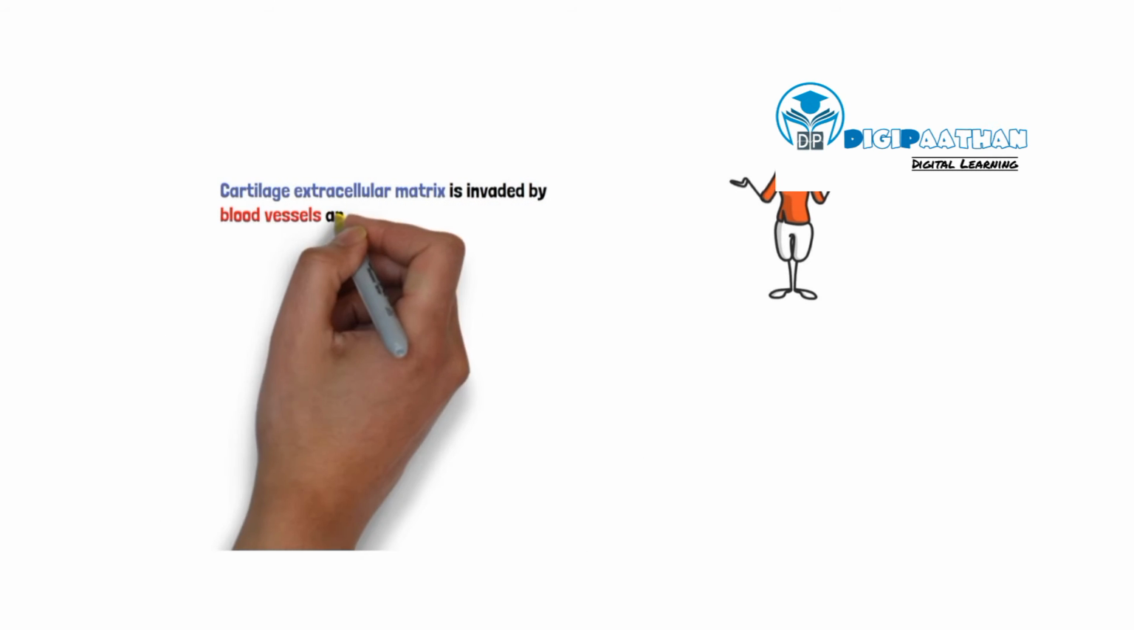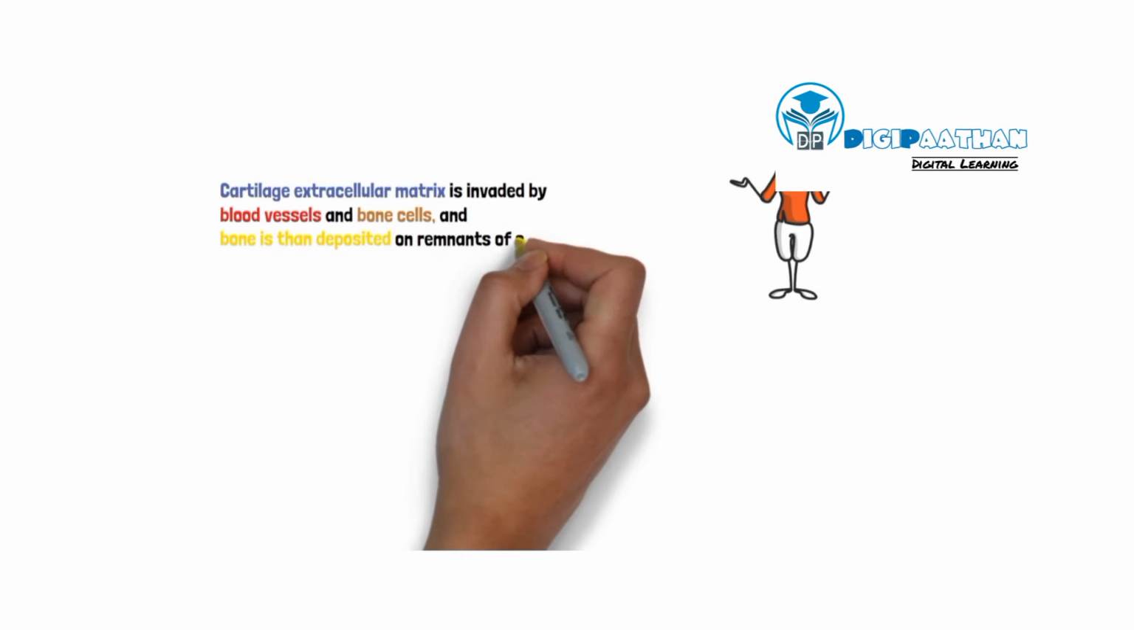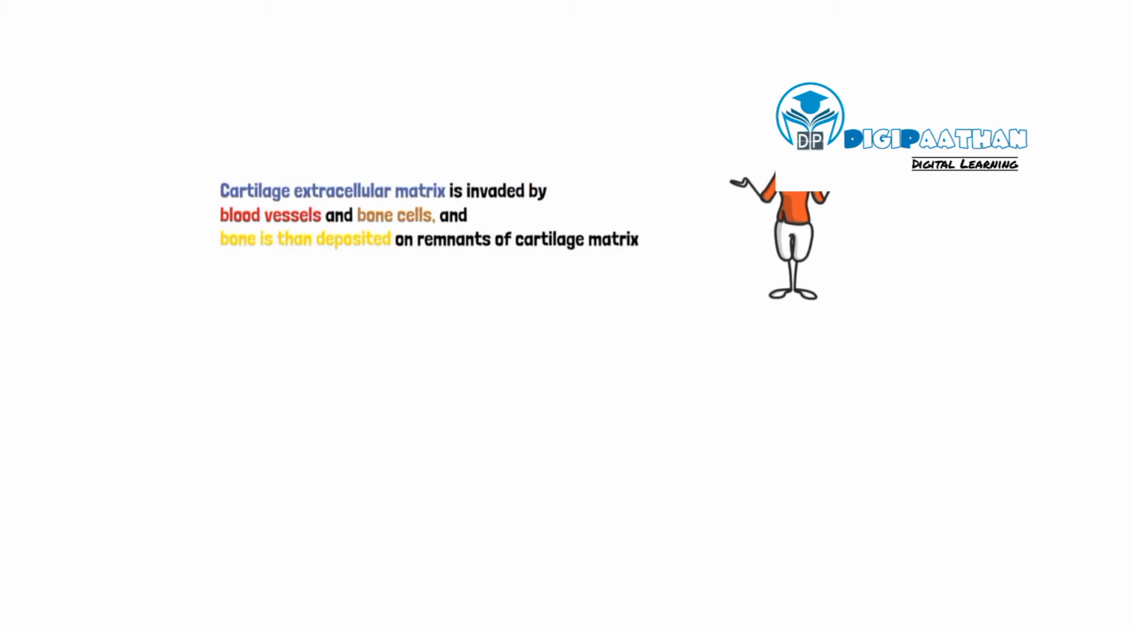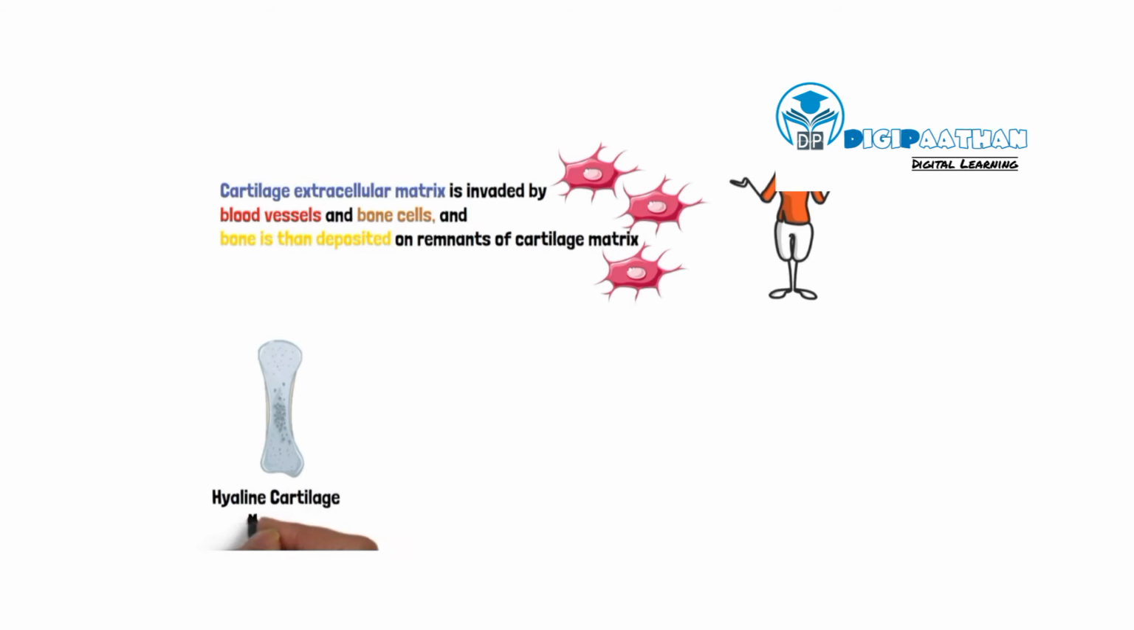So basically the extracellular matrix of the cartilage is going to be invaded by the blood vessels and the bone cells, which consist of osteoblasts, osteoclasts, and the bone marrow cells. So all of these are going to get deposited on the cartilage, and eventually there's going to be ossification. Now let's look at it diagrammatically. Over here we have the hyaline cartilage. This is a model. It's going to act as a mold. Then a primary ossification center appears within the bone.